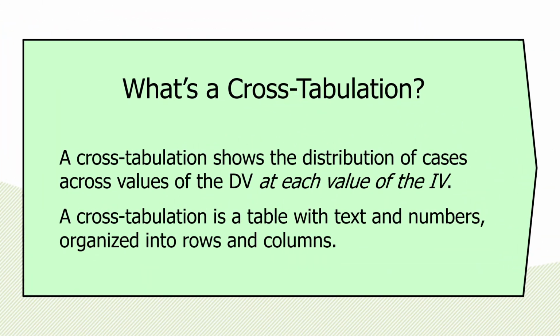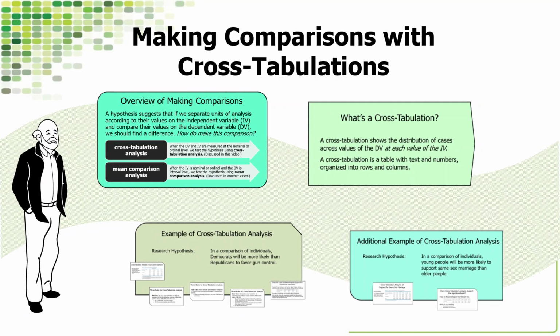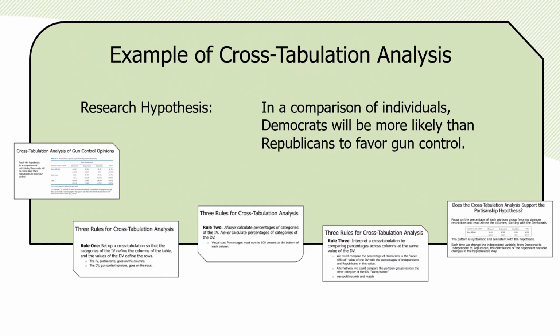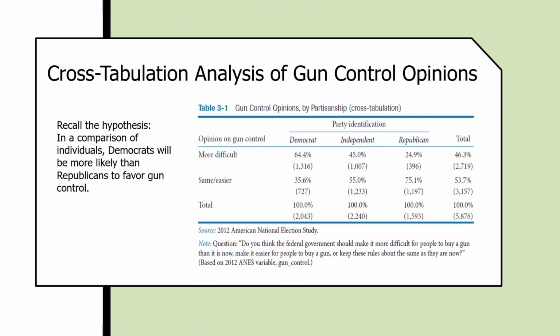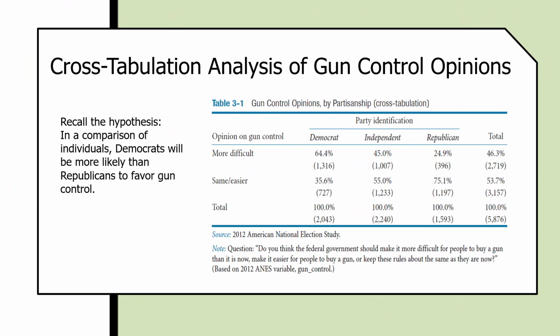A cross-tabulation shows the distribution of cases across the values of the dependent variable at each value of the independent. Recall this hypothesis and then we'll test it. In a comparison of individuals, Democrats will be more likely than Republicans to favor gun control. Here's a cross-tabulation testing the hypothesis. It's been set up according to protocol. Let's have a look at this and then we'll review what we see.